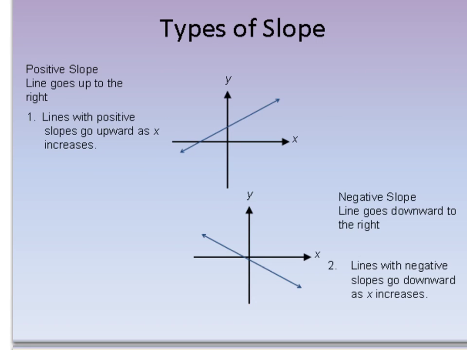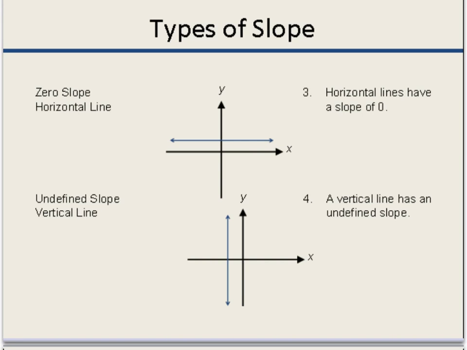And here's just a quick refresher on types of slope. Here we have a positive slope because I'm increasing from left to right, negative slope because I'm decreasing from left to right. Again, horizontal lines have 0 slope, and vertical lines have an undefined slope.